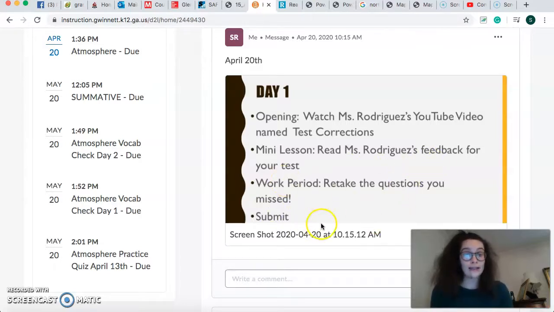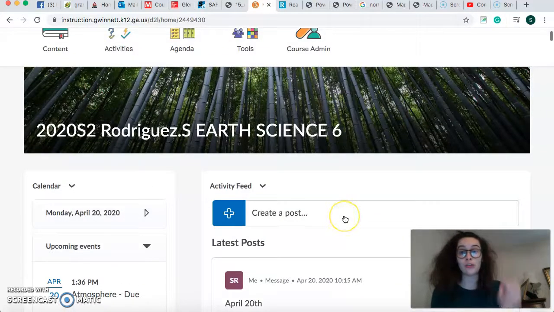So do that, and then you're going to retake the questions that you missed, and you're going to resubmit it for a better grade. So let's get started.